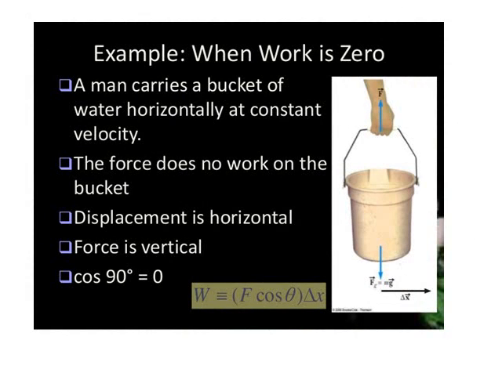Here is another example which we can illustrate for the work done is zero. A man carries a bucket of water horizontally at constant velocity. So he carries the bucket and moves horizontally. The force does no work on the bucket. The displacement is horizontal. Force is vertical. So the force and the displacement.